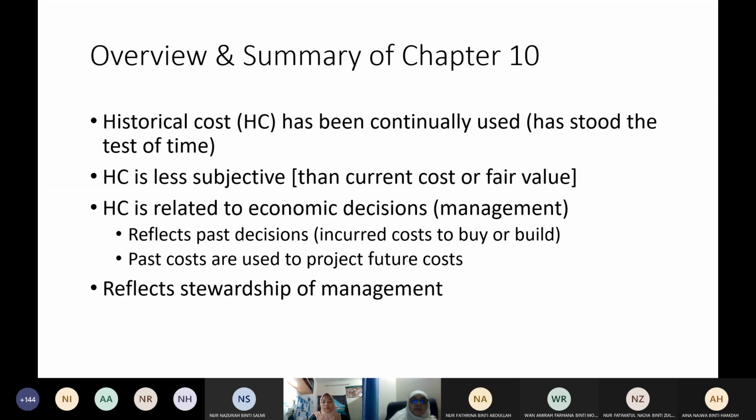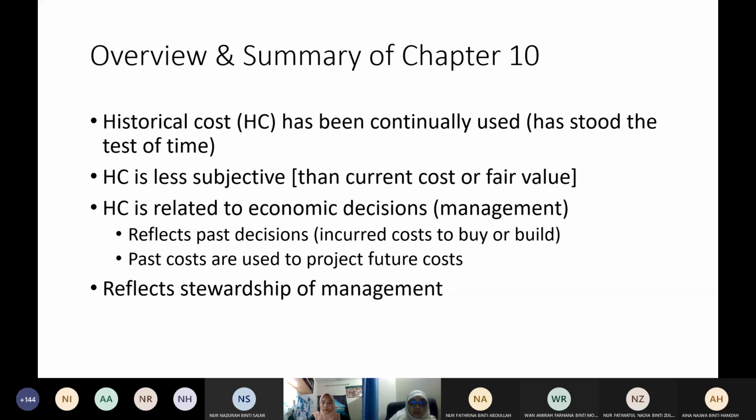So the issue is, if they decided to buy that asset, that is the cost of purchase and installing that asset. So it reflects the past decision of management. And you know that past costs can be used to project future costs, and that's what budgeting does.